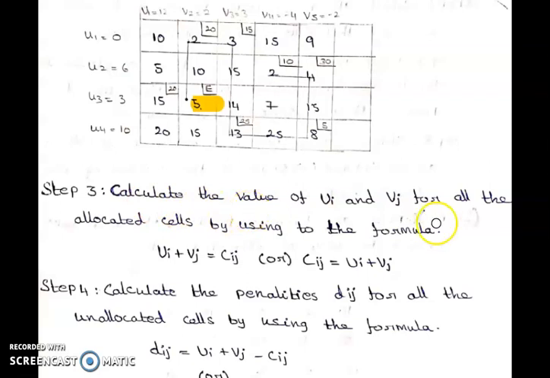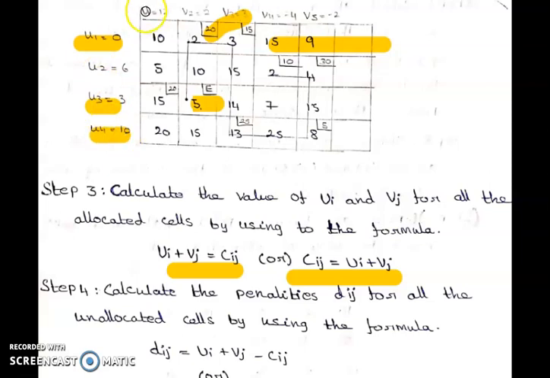So calculate the values of Ui and Vj. This is the formula: Ui plus Vj equals Cij. Otherwise we can use Cij equals Ui plus Vj with the help of allocation cells. All these values we call the Cij values. This is the allocation value. Here we have U1, U2, U3, U4, V1, V2, V3, V4. To do this, first we take the allocation cells.